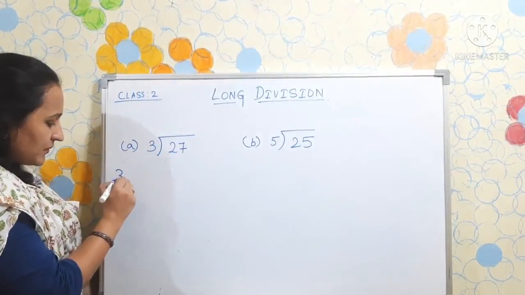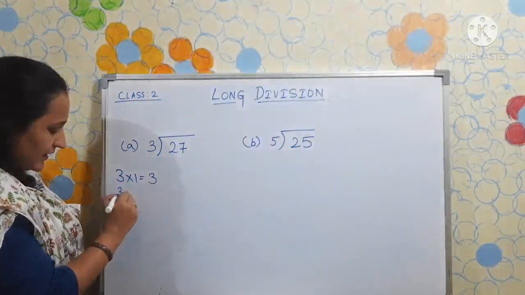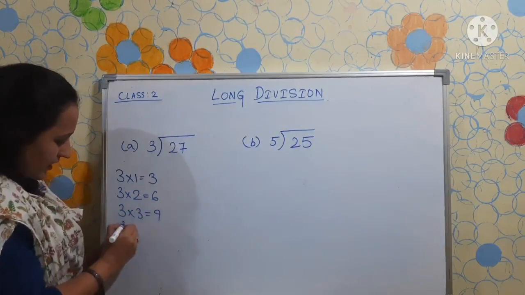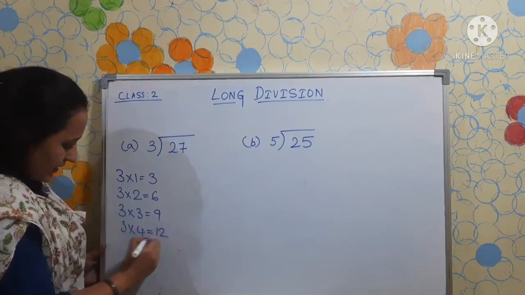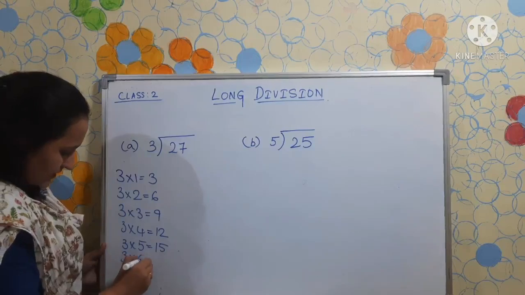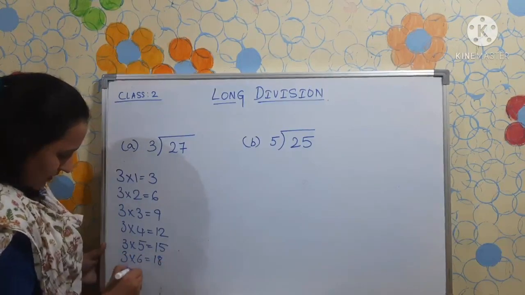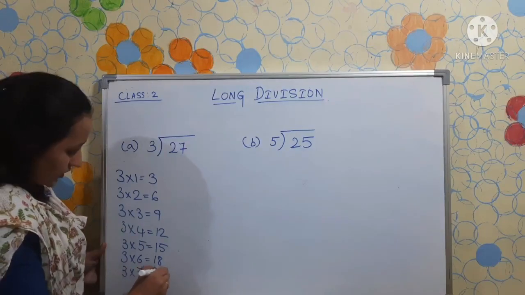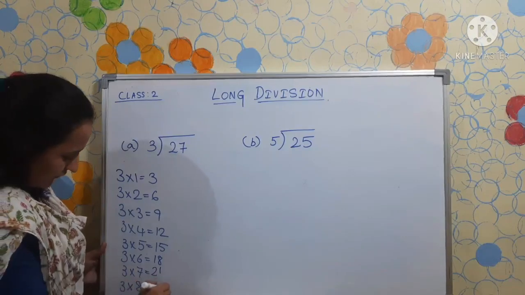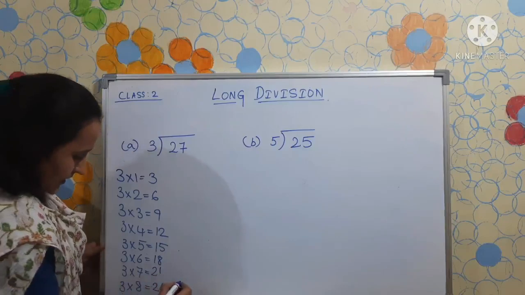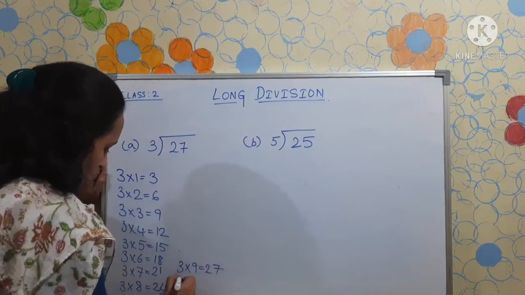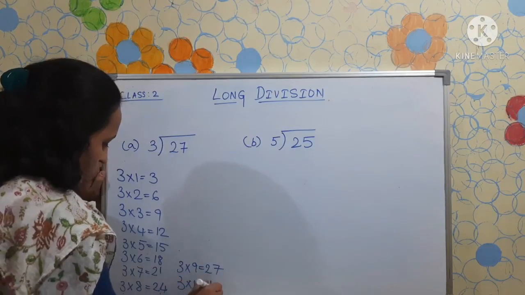3 times 1 is 3. 3 times 2 is 6. 3 times 3 is 9. 3 fours are 12. 3 fives are 15. 3 sixes are 18. 3 sevens are 21. 3 eights are 24. 3 nines are 27. 3 tens are 30.